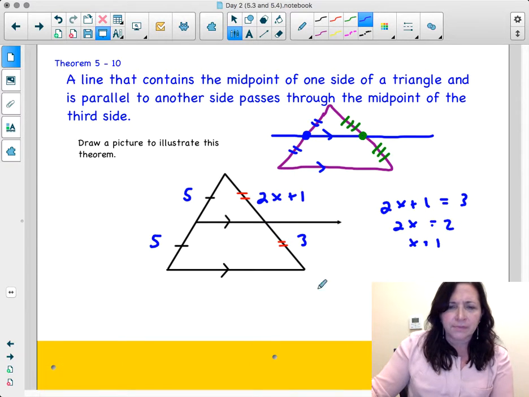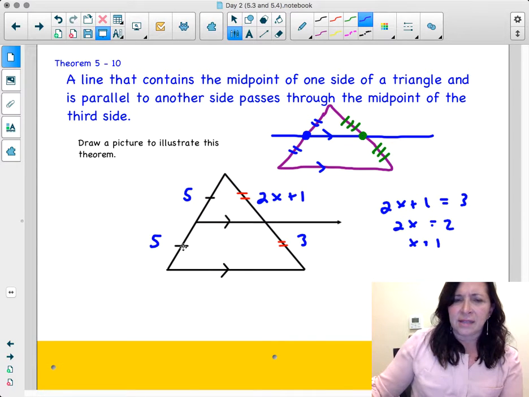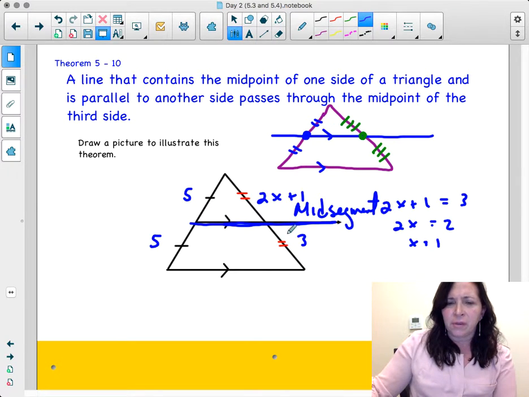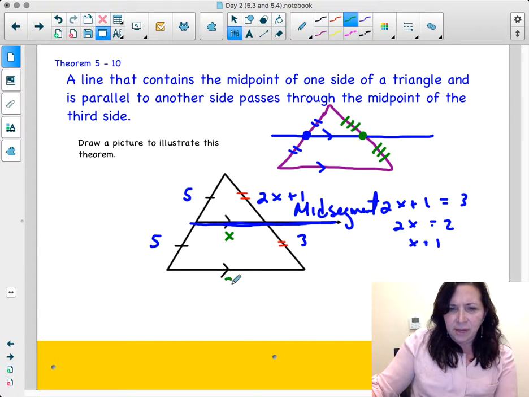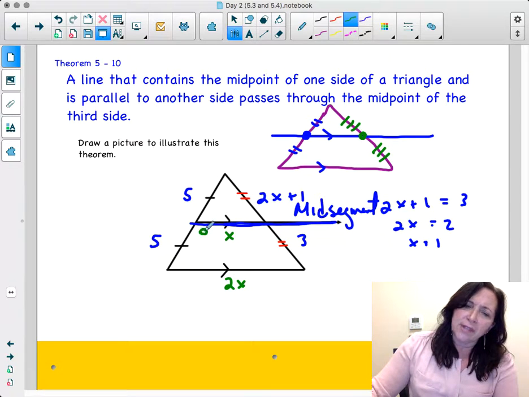X equals 1. One thing about this is that this line actually has a name. This line that has a name is called a mid-segment. And if that's a mid-segment, not only are these equal, but this value here is doubled down here. So if this was, let's say, 8, then this would be 16, this length.